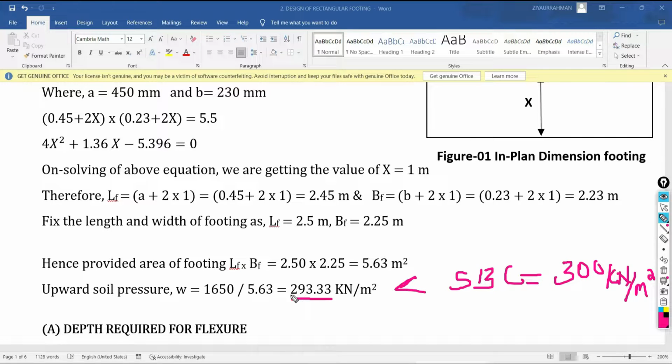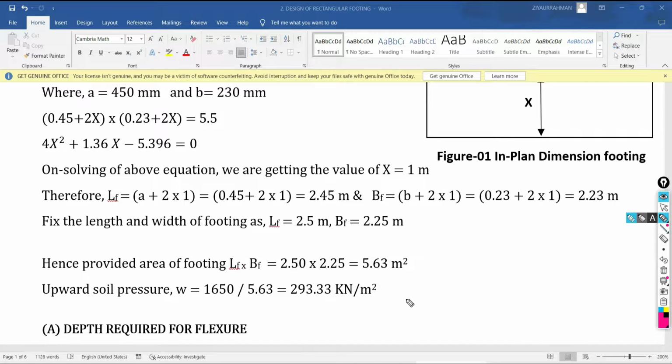Remember that always your upward soil pressure should be less than your SBC of the soil. And in our calculation we are getting upward soil pressure less than your SBC. So we are going to say our design is safe. We can proceed further to the later steps.